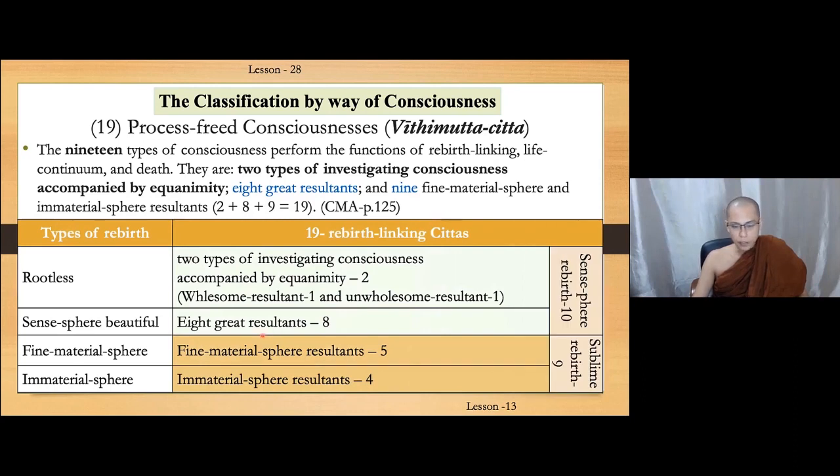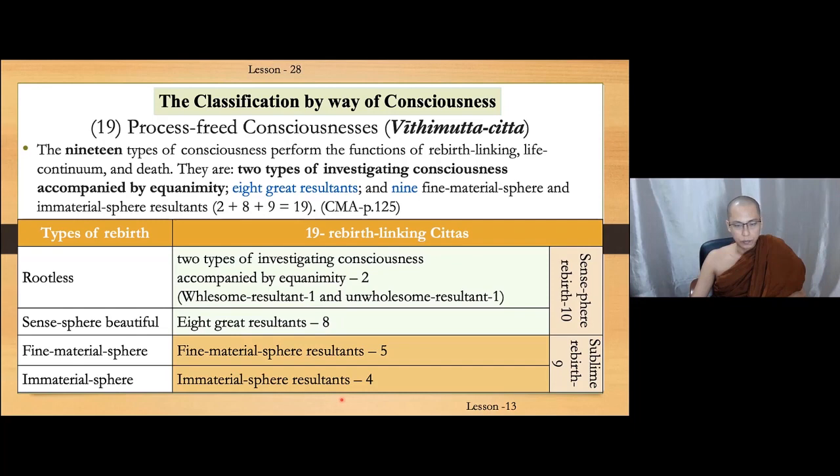So here, if we classify according to the types, we can see the 10 types of sense sphere rebirth, and in the same way 10 types of sense sphere life continuum, 10 types of sense sphere Bhavanga, and 9 types of sublime rebirths here, Mahaggata Bhavanga, Rupavacara and Arupavacara. And here, the 2 are rootless Patisandhi or rootless Bhavanga, and the others are with roots. And here also the great resultants can be classified again, with Dvihetuka Bhavanga 4 and Tihetuka Bhavanga 4 here.